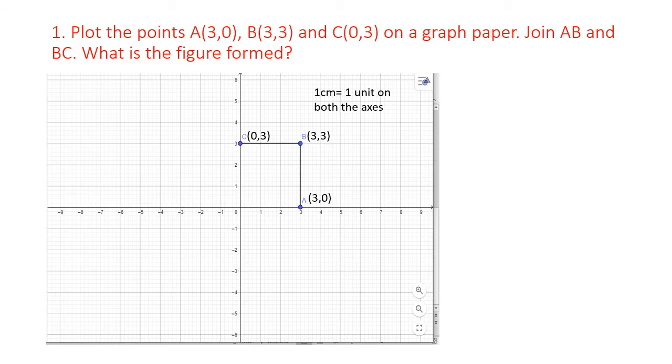Plot points A(3, 0), B(3, 3) and C(0, 3) on a graph paper. Join AB and BC. What is the figure formed?